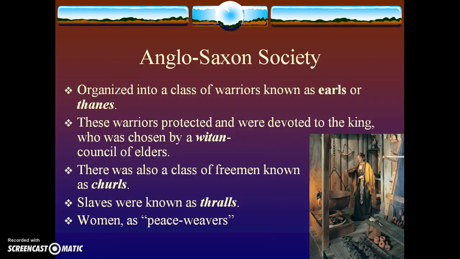Now, Anglo-Saxon society was about more than just drinking mead in a mead hall and listening to stories about ancient heroes from Germany. They also had a fairly complex societal system with different classes. So one of the first classes included warriors known as earls or thanes. And it was these warriors' jobs to protect the king that they were devoted to. And the kings were chosen by Witan, which was a council of elders. Now, there was also a class of freemen below the kings and the warriors, and they were called churls. Now, below the churls, there were slaves who are known as thralls.